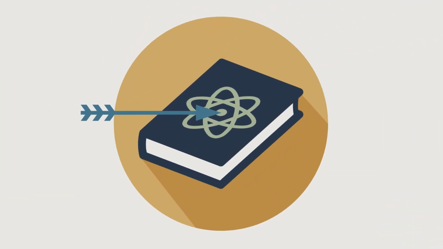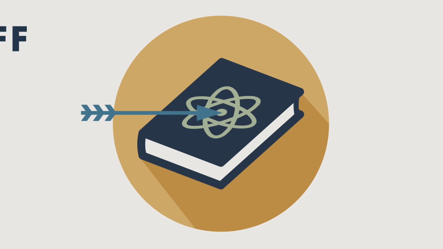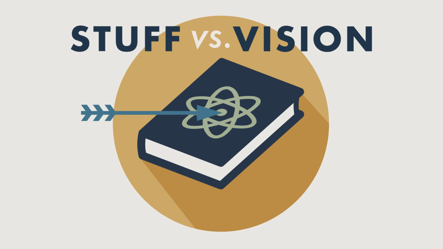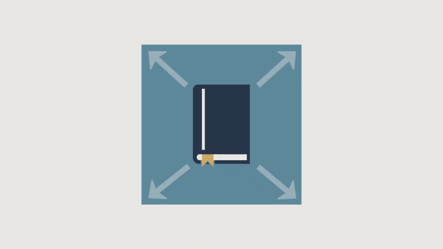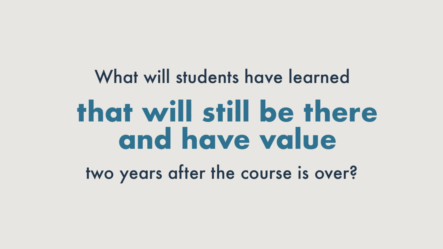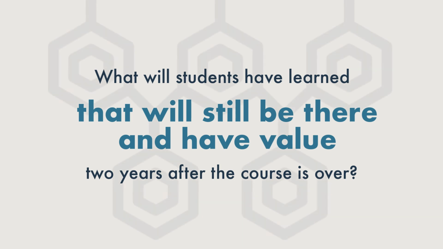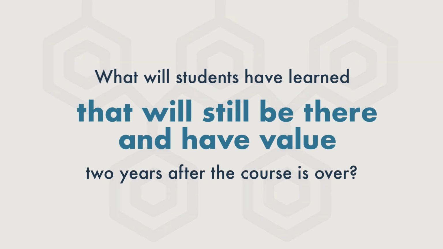Starting with the textbook is a very common practice when designing a course. But the tension is that you're starting from the stuff as opposed to the vision. It's not that starting with the topics you want to cover is wrong, so to speak, but what if starting with content actually limits what you really want your students to learn? Backward design asks the question, what is it I hope that students will have learned that will still be there and have value 2 years after the course is over, and gives you a framework to build towards that vision, creating a learning experience that has a legacy long after the end of the semester.